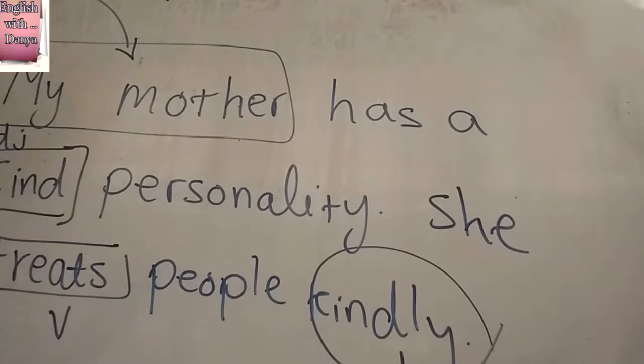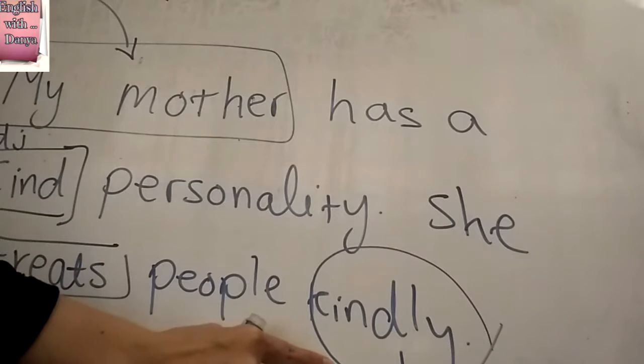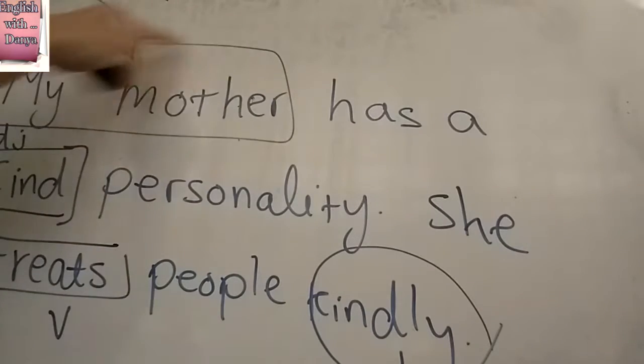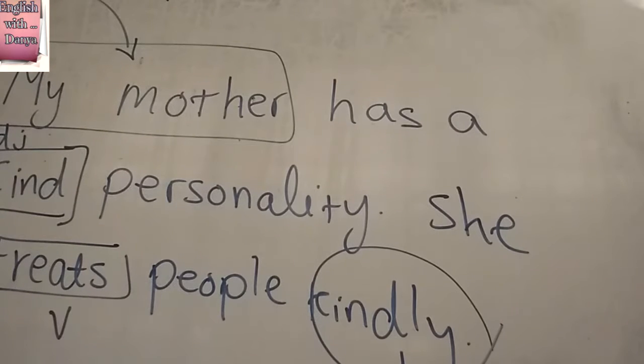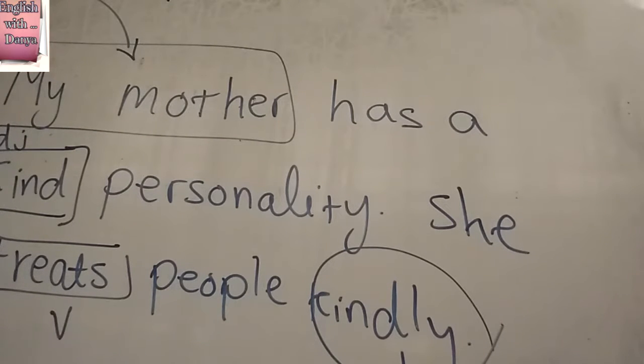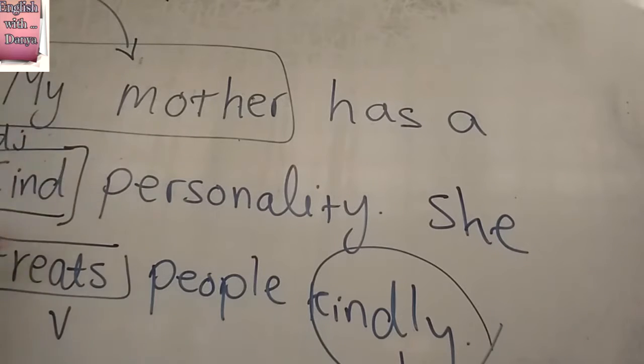All right? So this is what you need to be careful about. If you want to provide information about the verb, then we need to have an adverb. But if you want to provide information about the noun, then we need to use an adjective. Okay? So this is how you can differentiate between the adjective and the adverb. Right? Now let's look at another example.